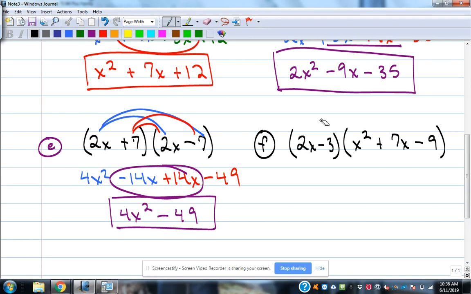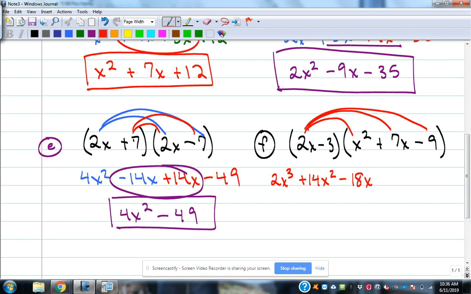So 2x times all three of those this time. So this is a little longer because we're multiplying that to three different things. But 2x times x squared is going to be 2x cubed. And then 2x times positive 7 would be 14x squared. And then a minus 18x.